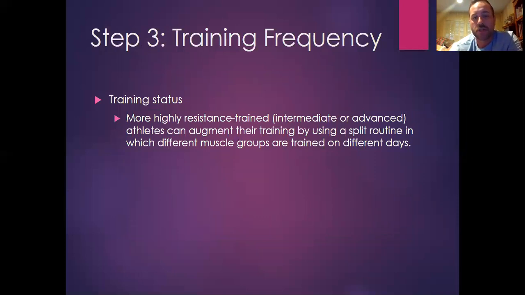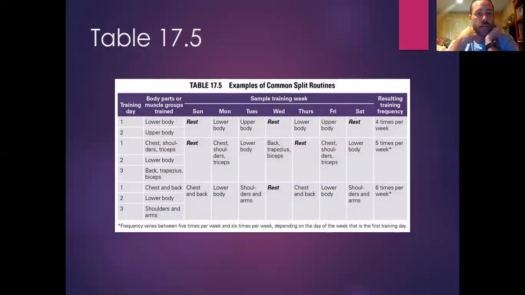The more highly resistance trained you are, the more you can augment their training or change their training by using split routines. So here's just a couple of different ones. You can go lower body, upper body. That's a good way to do it. And you can go 4 times a week. The reason, even if it's a beginner, you can do that is because look at what you're doing. You're hitting all their lower body on Monday, and that lower body gets basically 2 days of rest before it's ever hit again. So that works for even a beginner, okay?